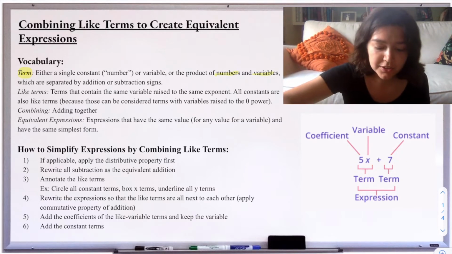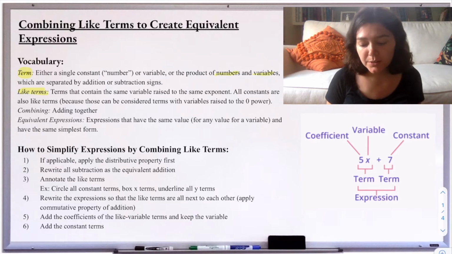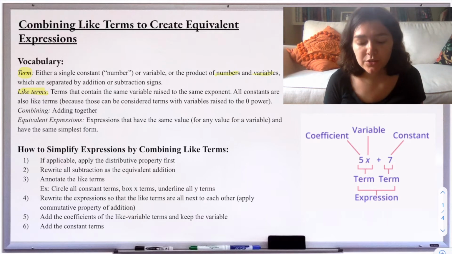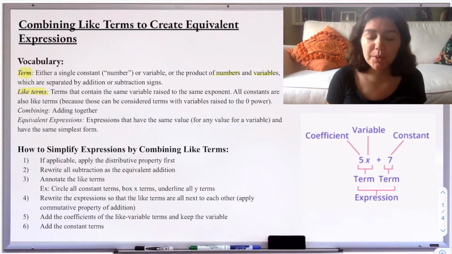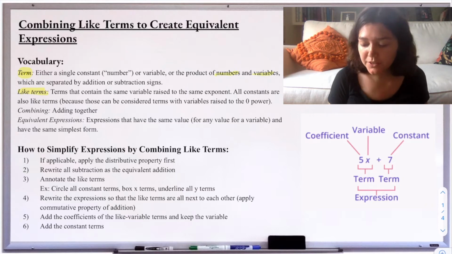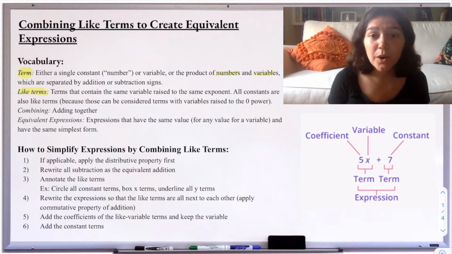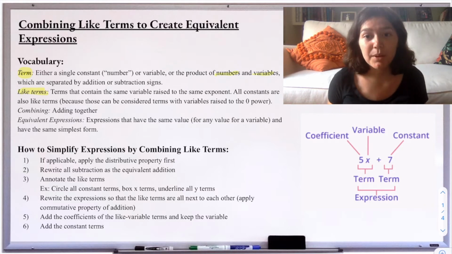So like terms are terms that contain the same variable raised to the same exponent. And then all constants are also like terms, so just any plain numbers. We can think of those as variables raised to a 0 power, which isn't super important, but it's the reason that the general definition, terms that have the same variable raised to the same power, includes constants. Okay, so that would mean like 2x and 4x. Those are like terms. 7y to the power of 2 and 8y to the power of 2. Those are like terms. But if we have a different variable or a different exponent, they are not like terms.